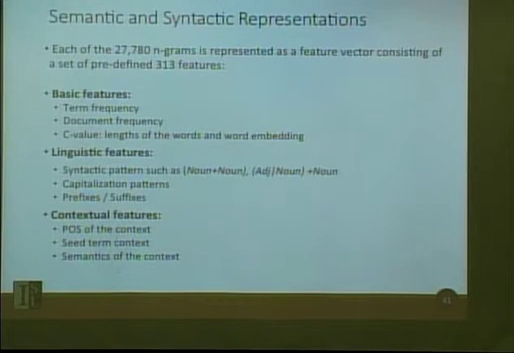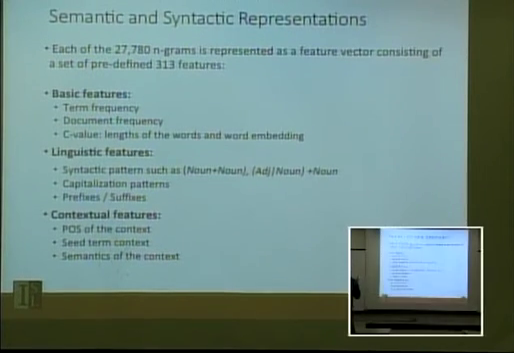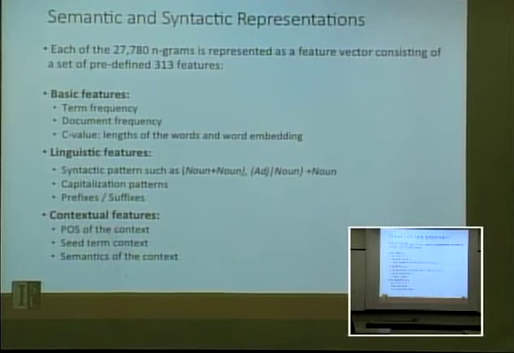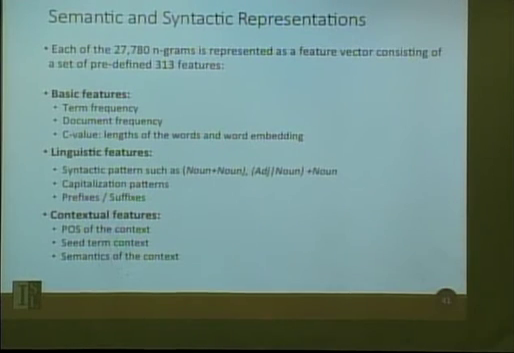For example, if the first letter of a term is capitalized, it's one pattern. If the first letters of all the words in the term are capitalized, it's another pattern. If all the letters in all the words are capitalized, it's another pattern. So we leverage that as well. And we also look at the prefixes and suffixes given by one of the lists from the National Library of Medicine. We identify the existence of such prefixes and suffixes in the n-grams.